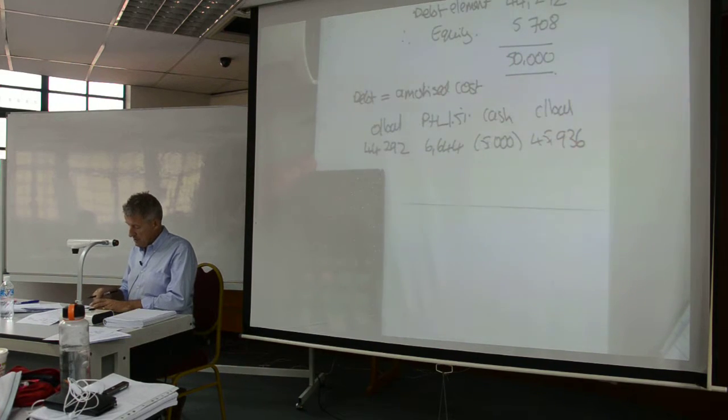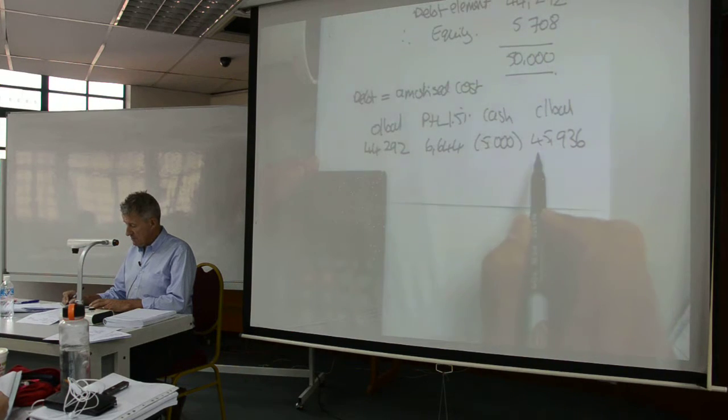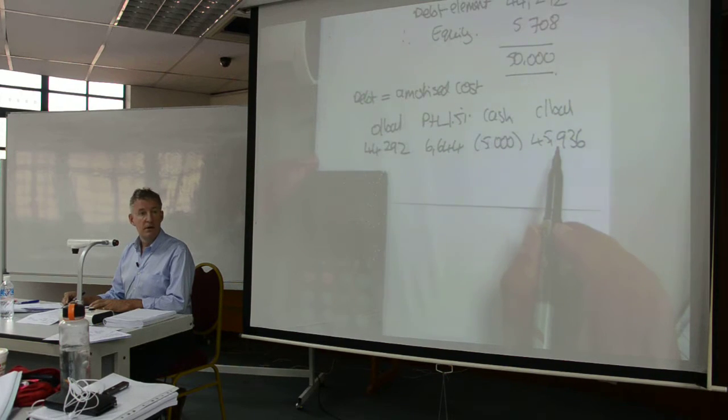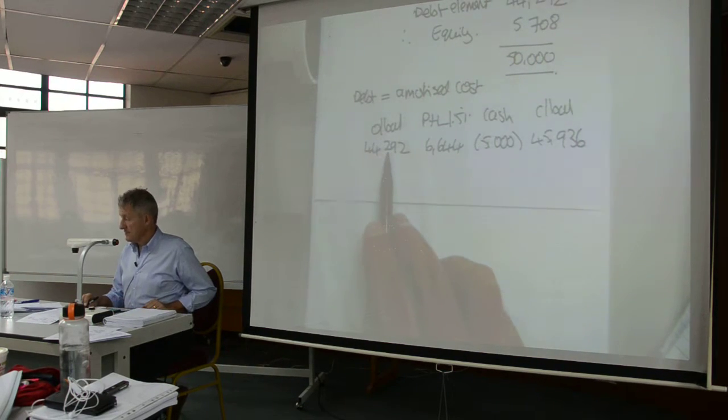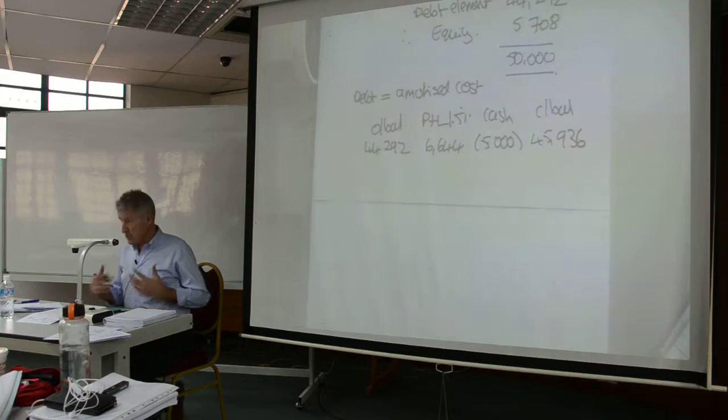So your starting point is 44,292. We've added on 6,644, and we've taken away 5,000. So I've got 45,936. Is that right? Yes. 44,292 is the opening balance. Then you've got a finance cost which will increase the amount.